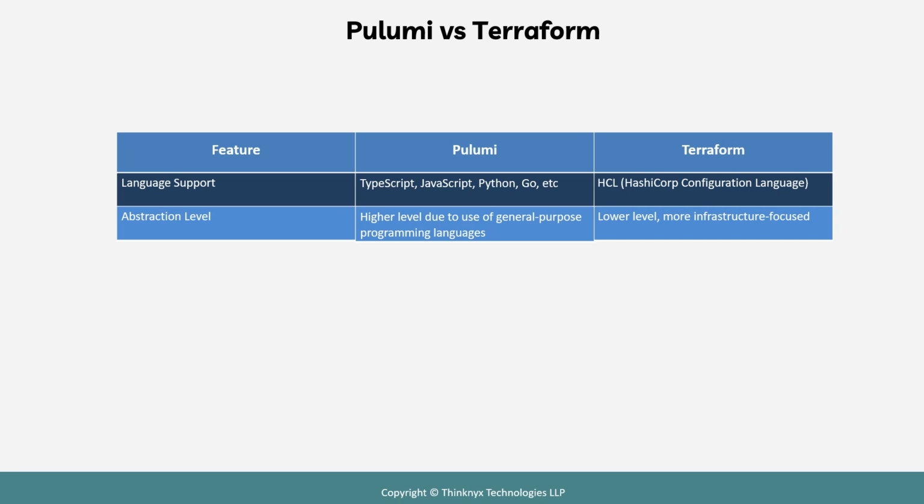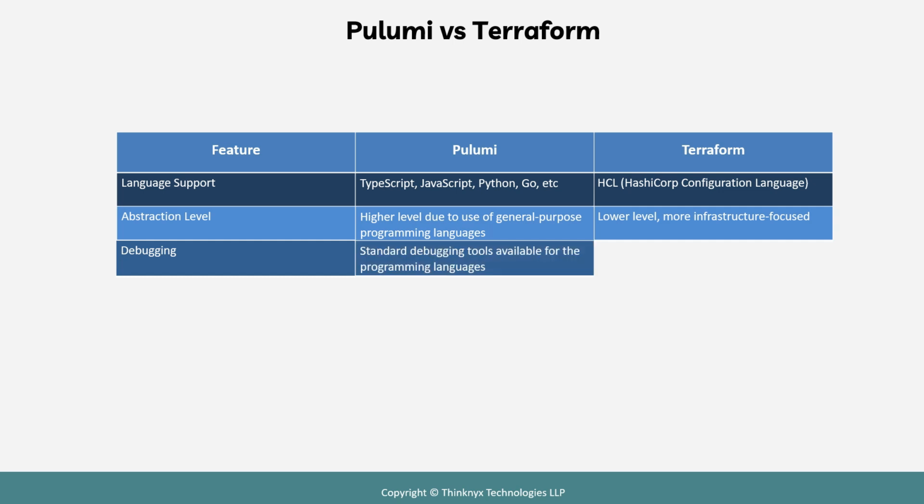Terraform's abstraction is more focused on infrastructure, providing a clear and straightforward way to define resources and their relationships using HCL. Debugging. Pulumi benefits from the debugging tools available for the supported programming language, allowing for a more standard debugging experience. Terraform. Debugging in Terraform is more challenging as it primarily relies on log outputs and state files. Users need to interpret these to troubleshoot issues.